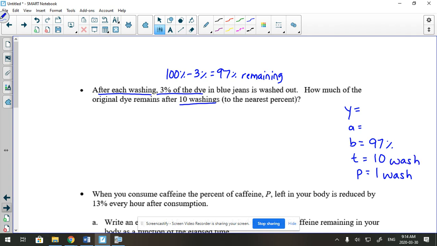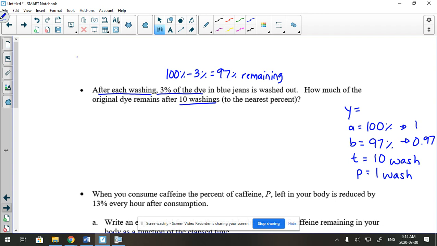And then you're going to think carefully about your A value. How much dye did you have in the jeans right to start with? You had 100% of the dye. All of it was there. So as percentages, usually your A value is going to be 100% because you're starting with that full amount. And then something happens, whether it's increasing or decreasing from there. When working with percentages, I like to change them to their regular number values. So I'm going to divide both of these by 100, to write it numerically rather than as a percentage. Now I have everything I need and I want to find out what's my total amount of dye that remains. So I'm looking for my Y.